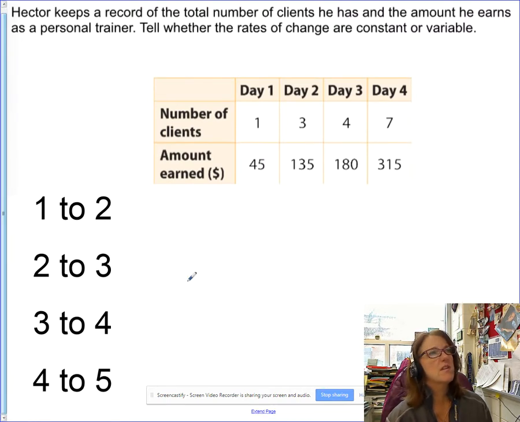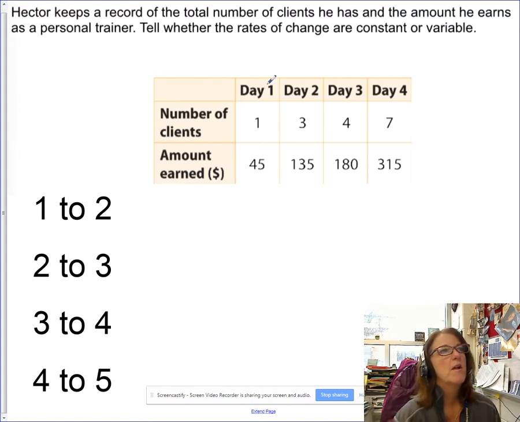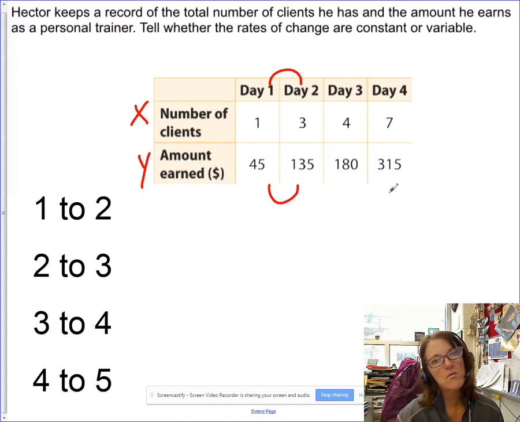If I give you this example, it says Hector keeps a record of the total number of clients he has and the amount he earns as a personal trainer. Tell if these rates of change are constant or variable. So we've got to go from 1 to 2. Remember that typically the input is what's in the first row or the first column, and the second column is usually your y value. So change in y over change in x.